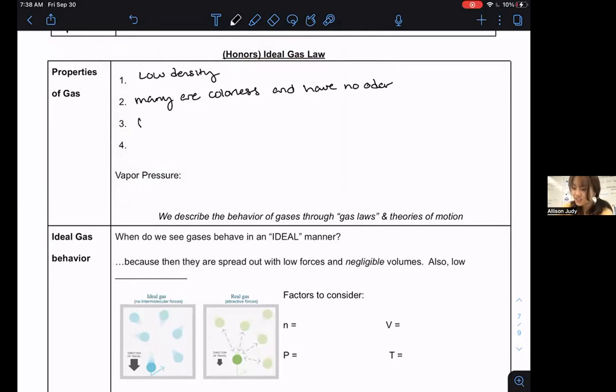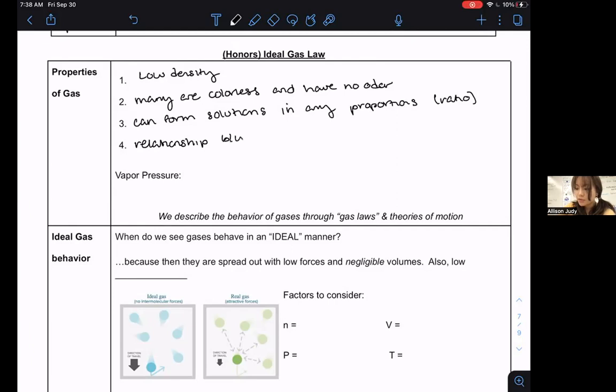They can form solutions. So you can have gas mixtures, right? They can form solutions in any proportions or ratio. And finally, by studying the properties of gases, we see that there is a mathematical relationship between volume, temp, and pressure. Okay, so that's some general information about gases.